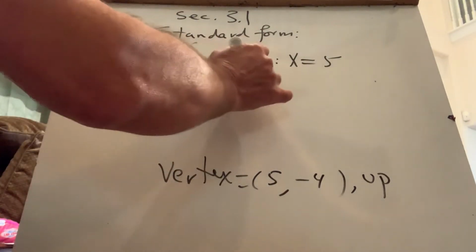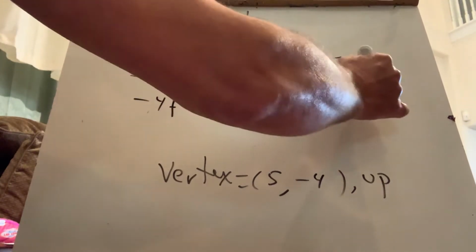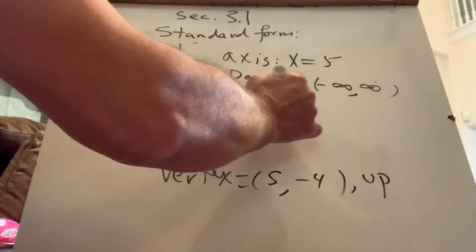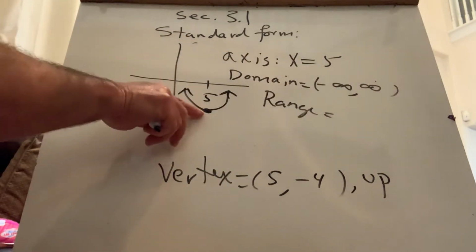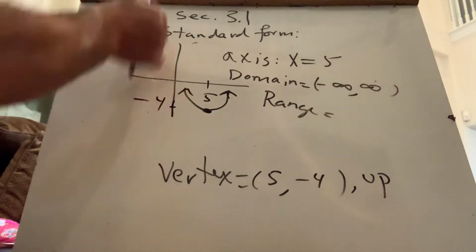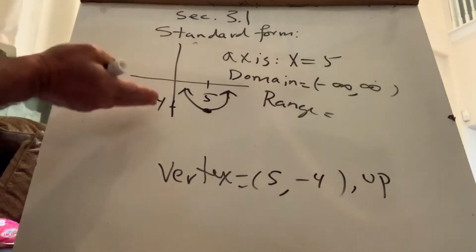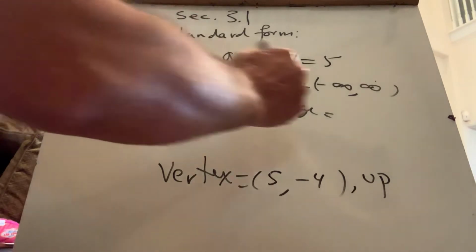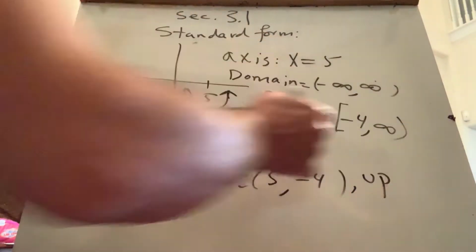The domain of every quadratic function is all real numbers. The range depends on the function. As you can see, the range is always the y value. This function starts from negative 4 and goes up, which is all the numbers greater than or equal to negative 4. So we write that in interval notation as bracket negative 4 to infinity.